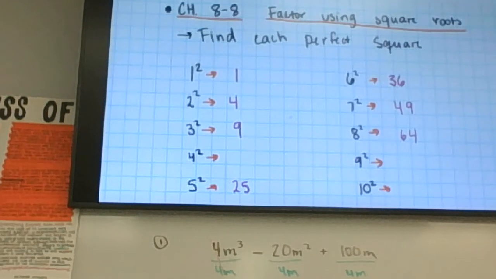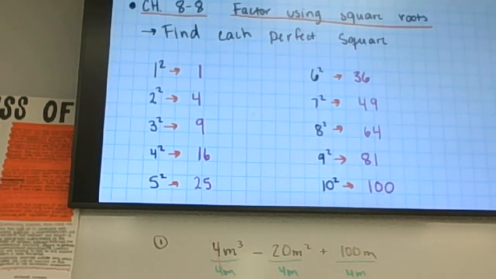Cadence, tell me when that's missing. Gabriel, tell me when that's missing. 10 times 10 is 100. But 4 times 4 is 16. There they are.